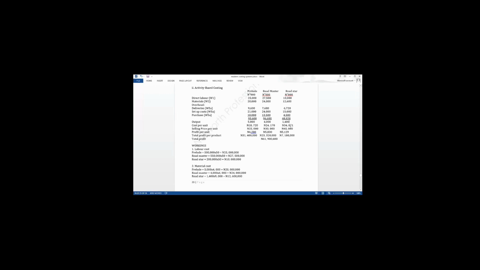You observe that there is now a change. Selling price per unit for Prelude 25,000, that will not change. For Roadmaster 30,000, for Roadster 40,000. You can now get profit per unit. Our profit per unit for Prelude, 25,000 minus 18,720, that is 6,280. For Roadmaster, selling price 30,000 minus 24,170, that is 5,830. And for Roadster, 40,000 minus 34,871, the profit per unit is 5,129. That means in reality, Roadster is not giving higher profit.